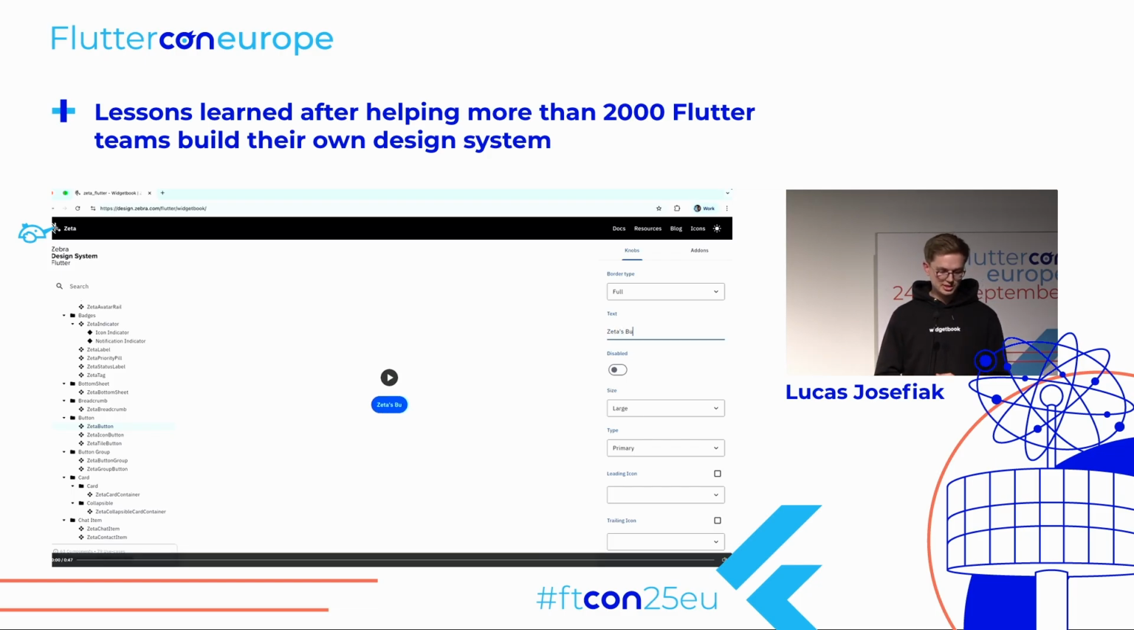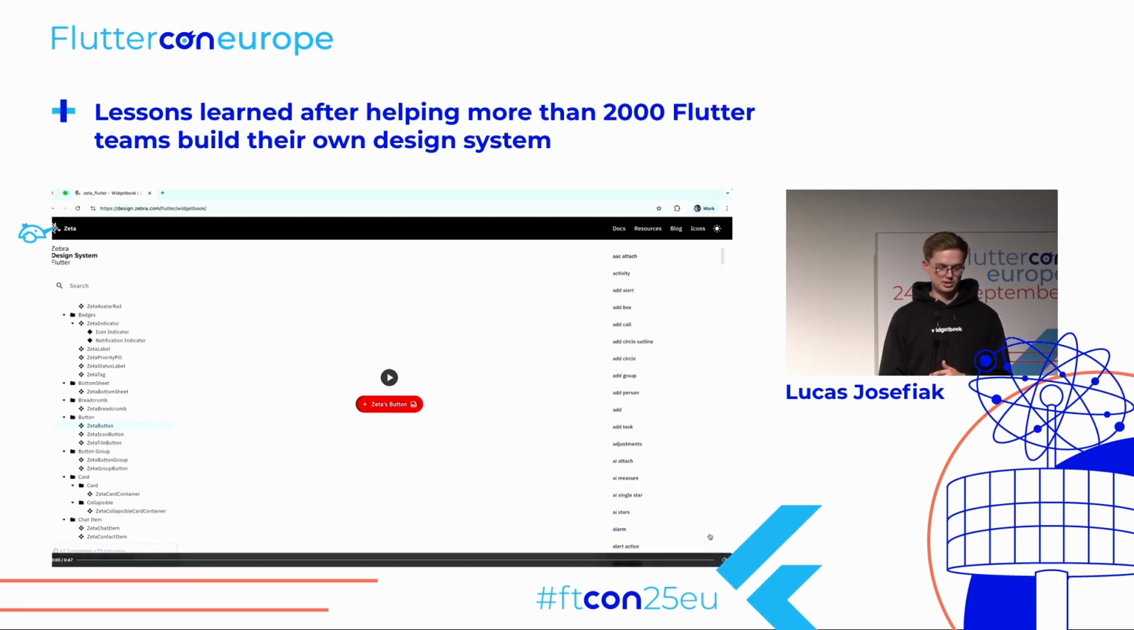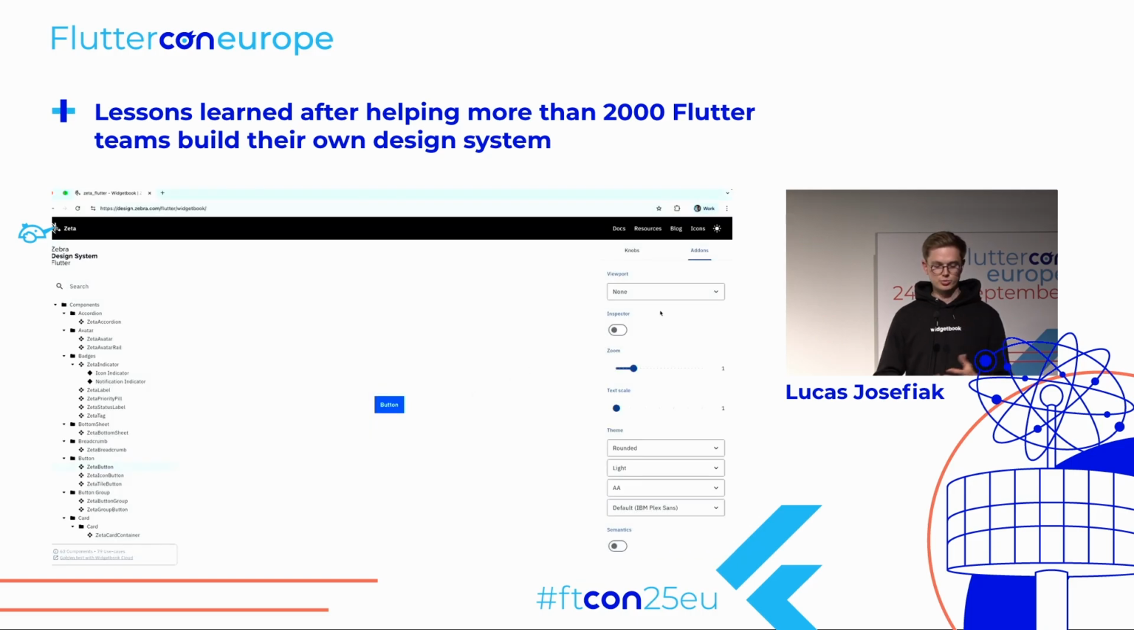So in this case, we can dynamically override the text. We can test different states, disabled, enabled. We can go through different sizes, and we could change the color types, or we could go from leading icons to trailing icons. So we can test each and every configuration of our widgets to make sure they work exactly as we expect. And besides knobs, we also have add-ons.